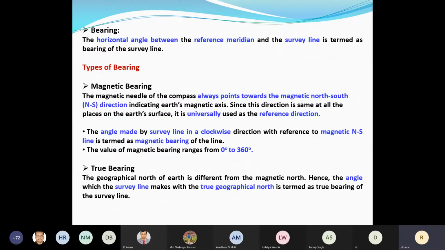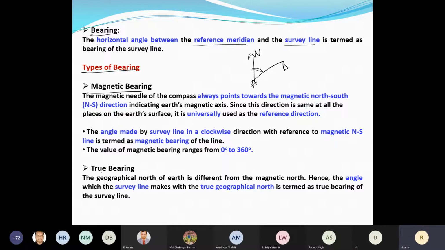As I told you, the bearing, if I define the bearing, is the horizontal angle between the reference meridian and the survey line. What is the reference meridian? The north line to AB. So this angle is called the bearing. This is the horizontal angle, always remember. Now types of bearing: this is called magnetic bearing, as I told you.